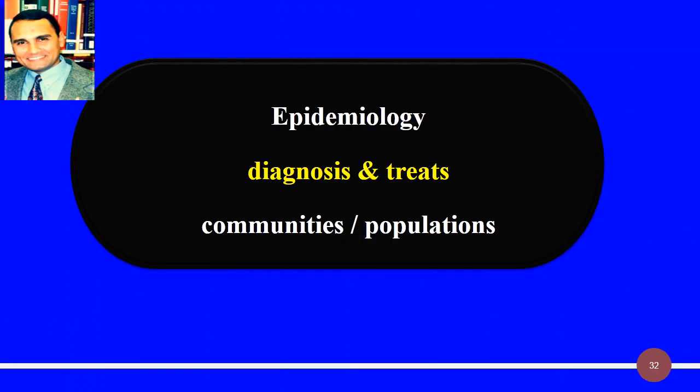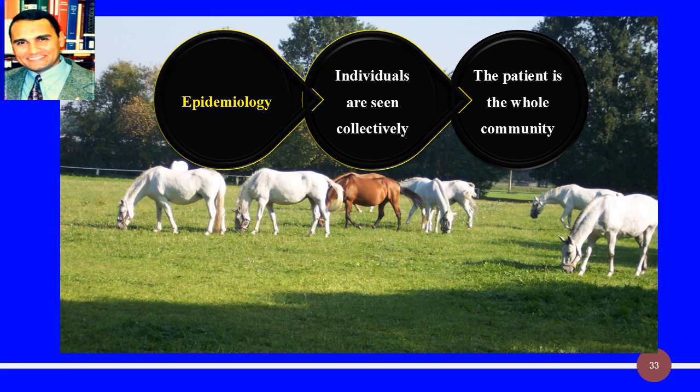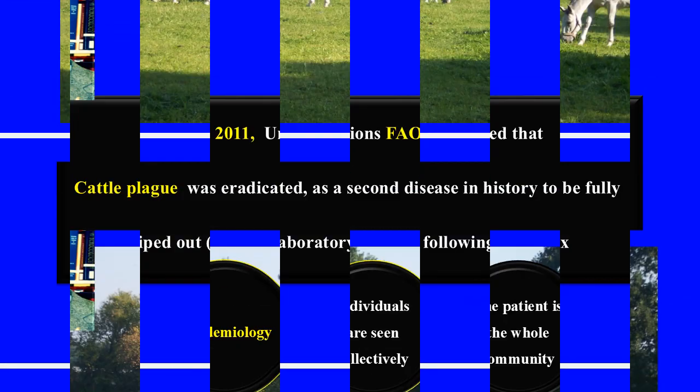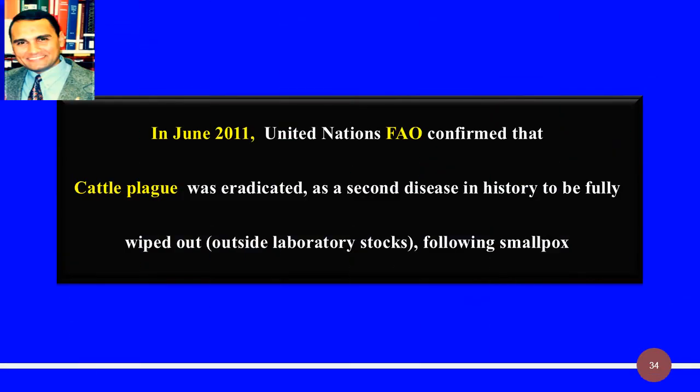In epidemiology, we diagnose and treat communities and/or populations, not only a single animal or a single person. In epidemiology, individuals are seen collectively, and the sick animal or human is the whole community. Knowing about populations and disease occurrence in them will lead to global control of different diseases.